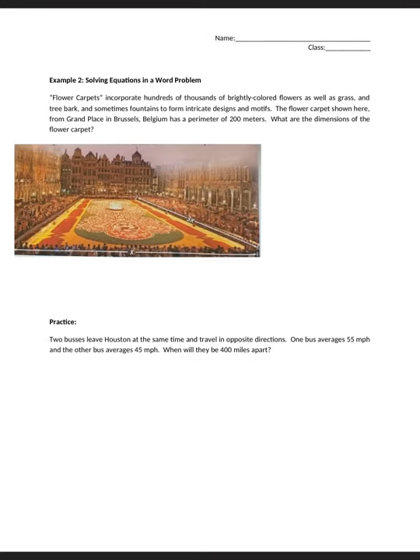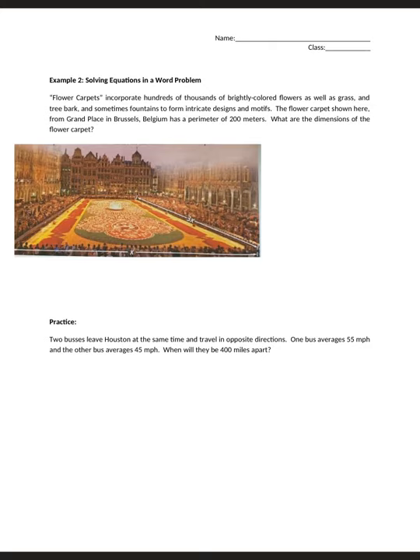Last but not least, we have this word problem. Flower carpets incorporate hundreds of thousands of brightly colored flowers, as well as grass and tree bark, and sometimes fountains to form intricate designs and motifs. The flower carpet shown here from the Grand Place in Brussels, Belgium, has a perimeter of 200 meters. What are the dimensions of the flower carpet?